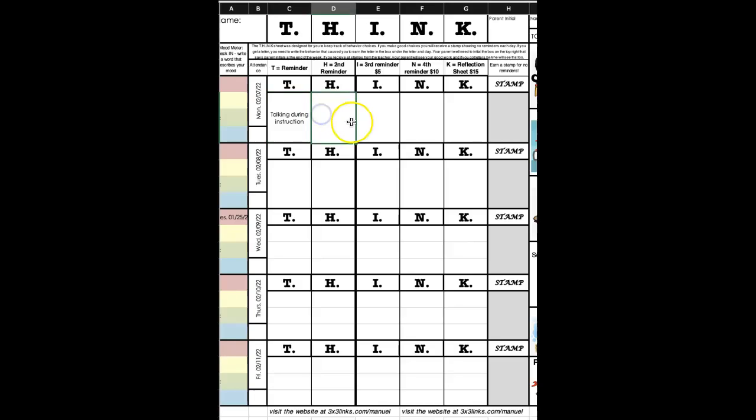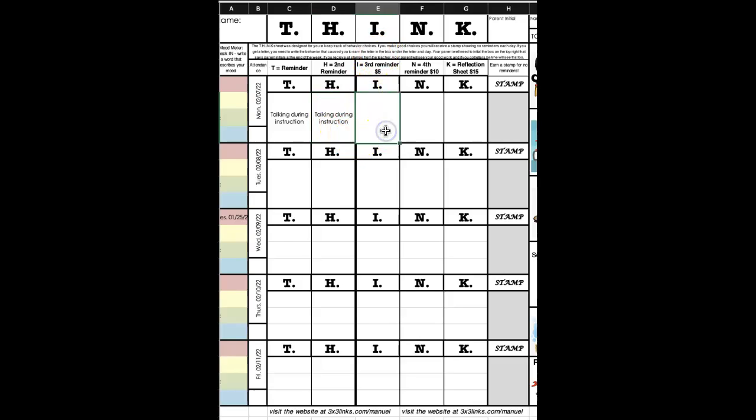So the T and H are really just reminders. Talking during instruction. Let's say you did that 2 times. I'll say it again, take another letter for talking during instruction. And then you'll write it down again, pull your think sheet out again.